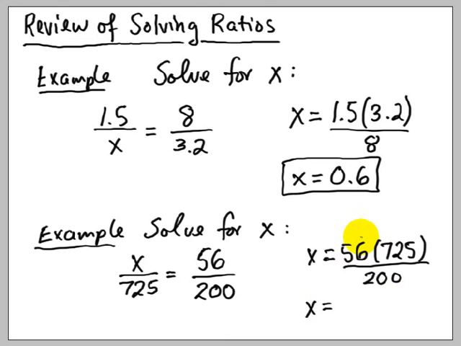So I go to my calculator. 56 times 725 divided by 200. And my answer is 203. And there we go. So I hope this is clear. Let me just review what I've talked about before I set you to do some problems on your own.